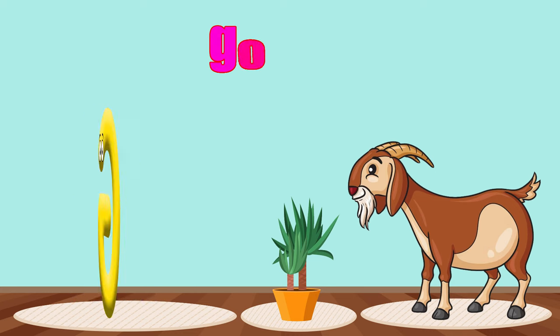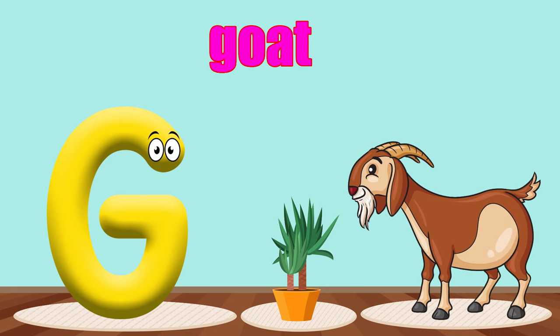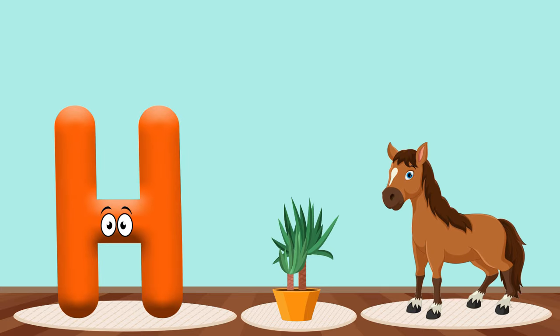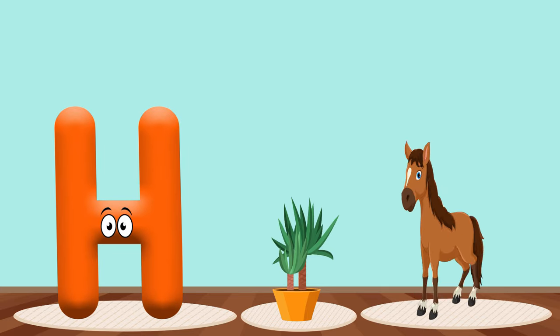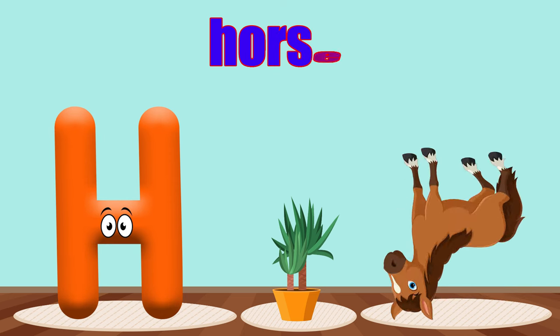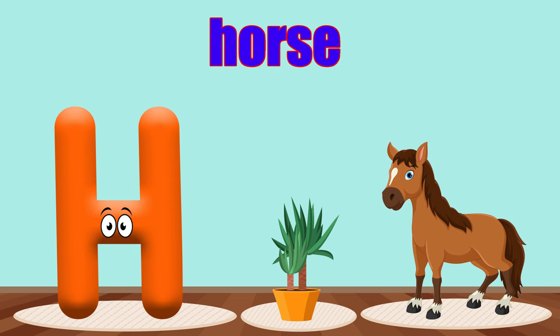G is for goat. G, g, goat. H is for horse. H, h, horse.